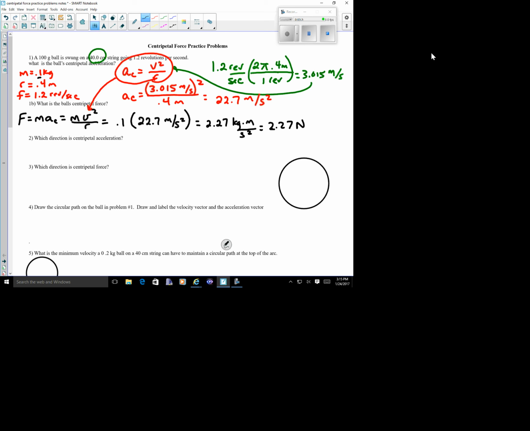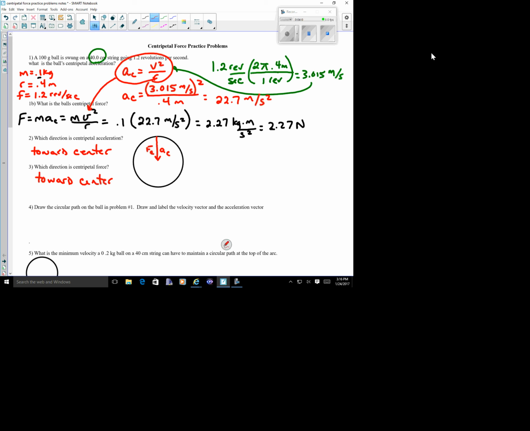Now, what direction is centripetal acceleration? If you remember, when I took the water outside in the hallway and we flipped it around, the centripetal acceleration always acted towards the middle. So the centripetal force is towards the middle, and centripetal acceleration is towards the middle. You could say towards the center is a better way to say it. Just towards the center.